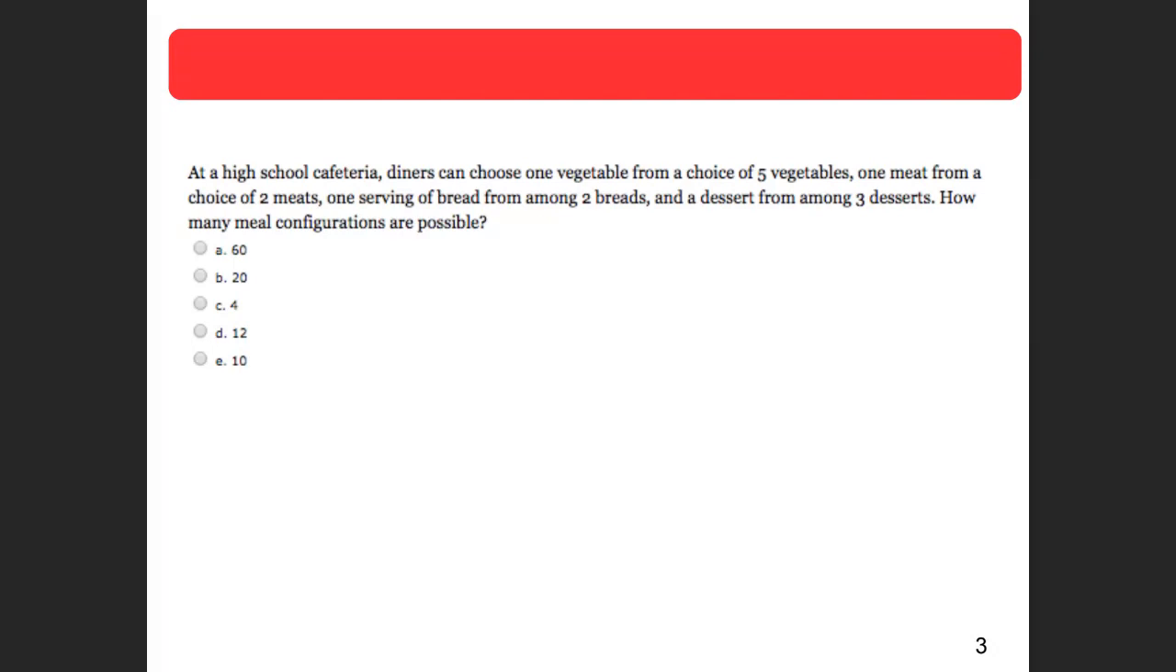Here's an example. At a high school cafeteria, diners can choose one vegetable from a choice of 5 vegetables, one meat from a choice of 2 meats, one serving of bread from among 2 breads, and a dessert from among the 3 desserts. How many meal configurations are possible?